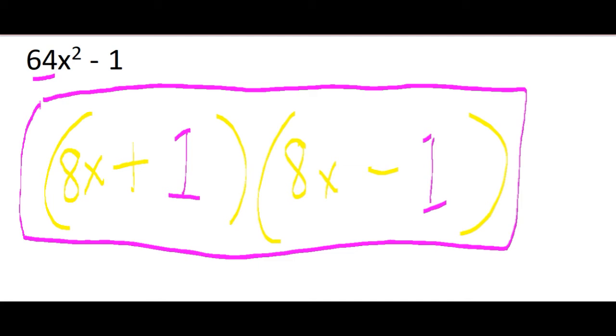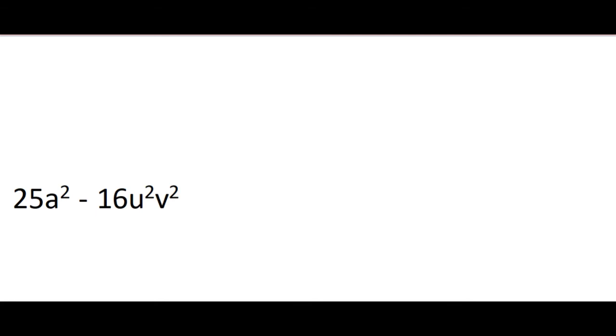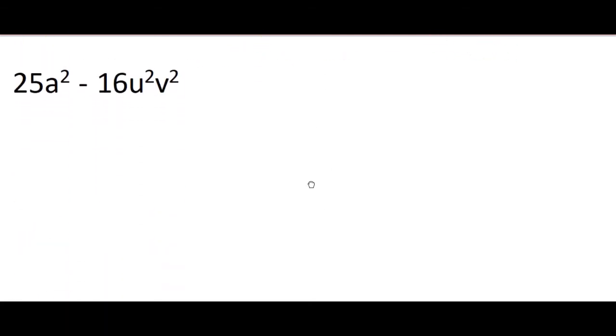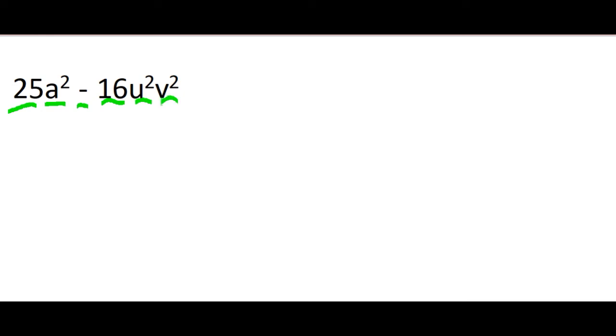Again, the factors of difference of two squares ay product of sum and difference of two terms, or POSADOTT. Another example. Okay, so mukhang mahirap pero madali lang yan. Again, check natin kung perfect square. 25, 5 times 5, yes. a squared, check. Minus, check. 16, 4 times 4. u squared, v squared.